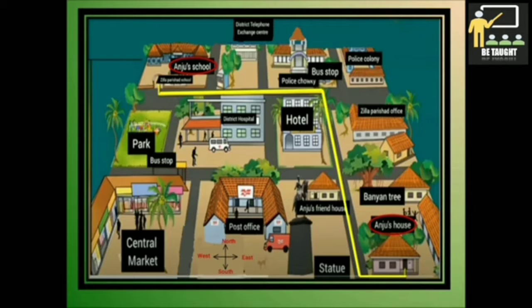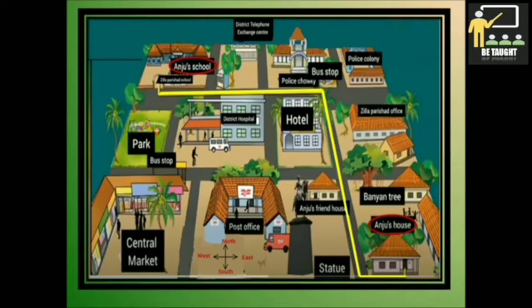Write the directions in which the places on the narrow lane are situated. The statue of Shivaji Maharaj, Anju's friend's house, hotel are situated in the west direction, whereas the banyan tree and Zilla Parishad office are situated in the east direction.